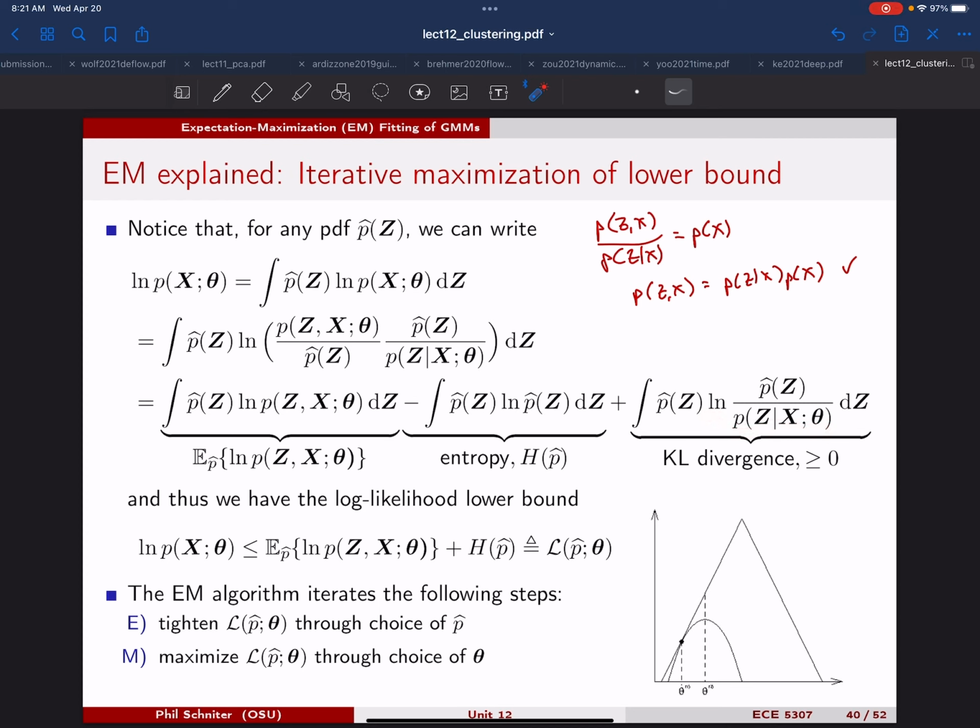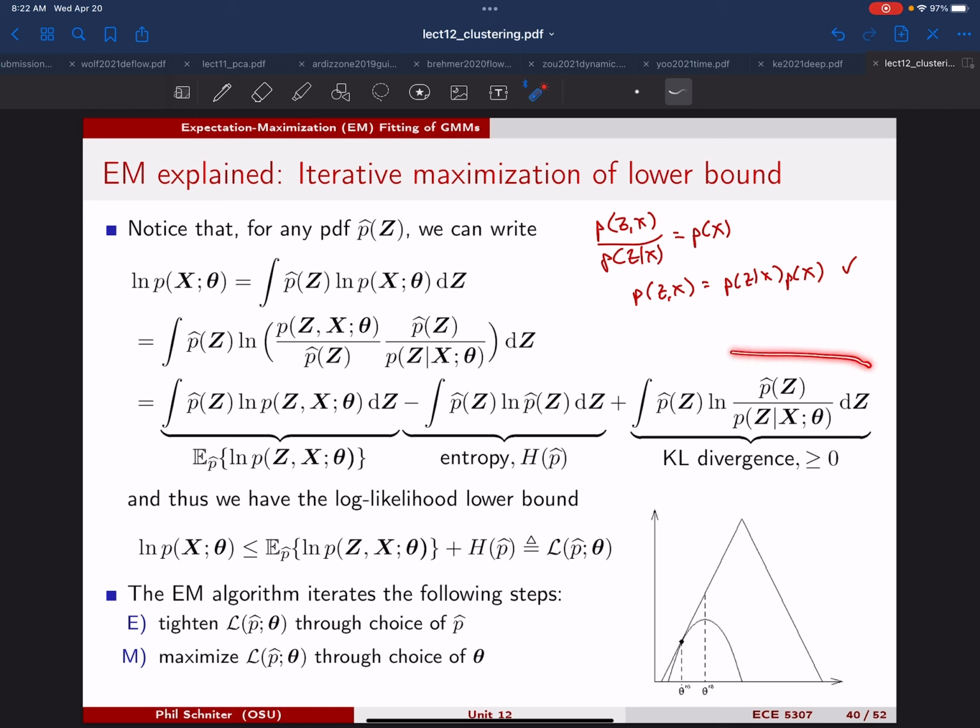When we do this, it turns out that there's a lot of meaning to these three terms. So let's look at this middle one. If you have any distribution P hat and you have this quantity, negative integral of P hat log P hat, that is the entropy associated with that distribution. The entropy is something that comes from information theory. It basically tells you how much randomness is in that distribution P hat. It's just one way of defining randomness.